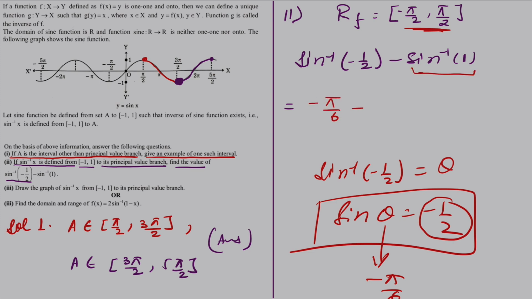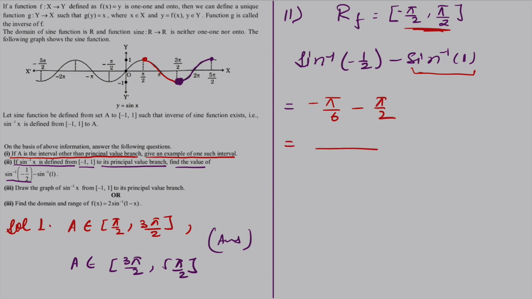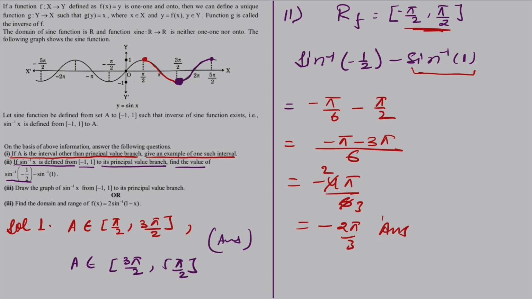Similarly, we can see that sine theta is equal to 1 for pi by 2, since sine pi by 2 is 1. So here we will get pi by 2. We can take the LCM: minus pi minus 3 pi is equal to minus 4 pi by 6, and here we can simplify this. 2 twos are 4, 2 threes are 6. The answer will be minus 2 pi by 3. This is the answer. Clear?